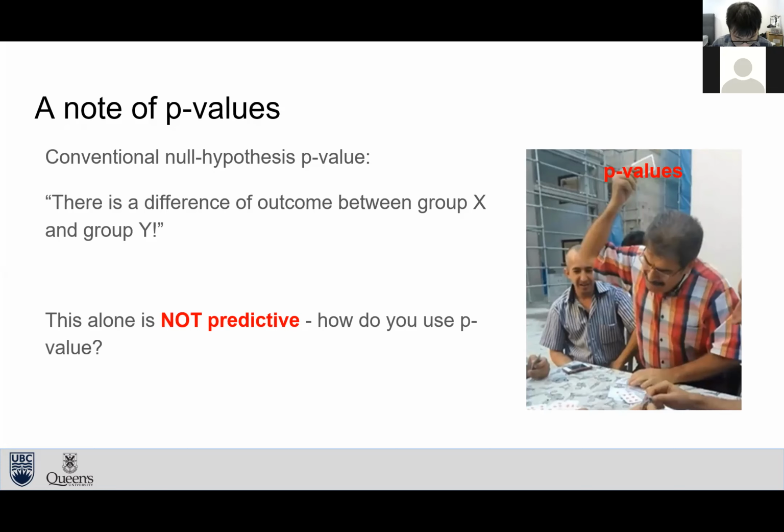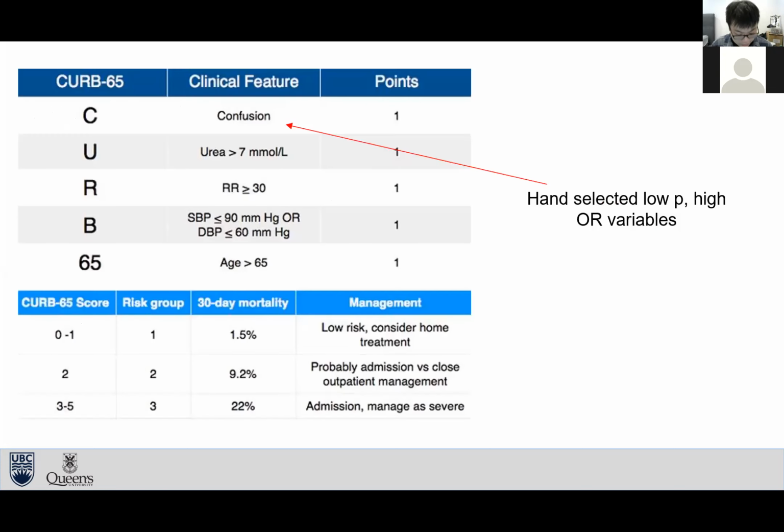So finally, I'll end with an example. I'll show you an example of how these scoring systems were developed in the past, and an example of machine learning that a lot of people don't realize was machine learning. So this is the CURB-65 score for the mortality prediction for pneumonia. What they did in the past was look at some variables that had really high association with mortality.